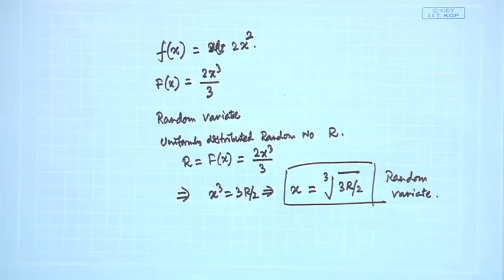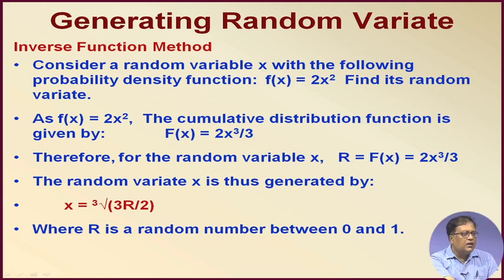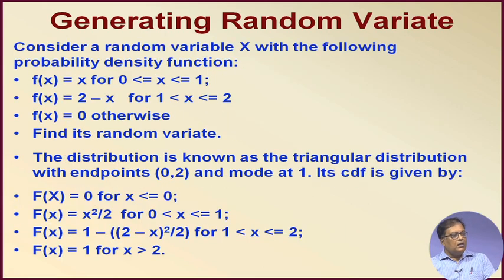right. So, you see, if you have a function which is not something like an exponential distribution, we have to find out what is known as the cumulative distribution function, CDF, equate it to r, capital R, that is the random number, and from there find out the value of the random variate. Here is one more example. Consider a random variable x with the following probability density function, that is f(x) is x for 0 to x to 1, 2 minus x for between 1 to 2, and it is 0 otherwise. So, find its random variate, right.